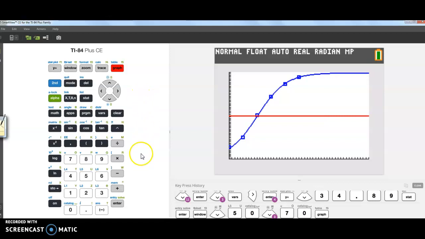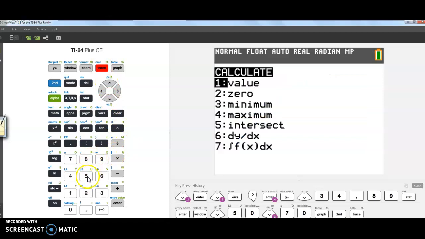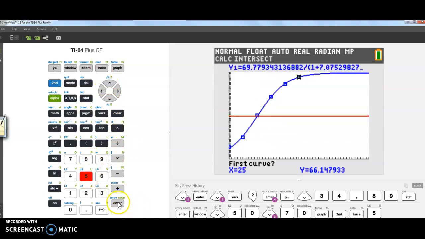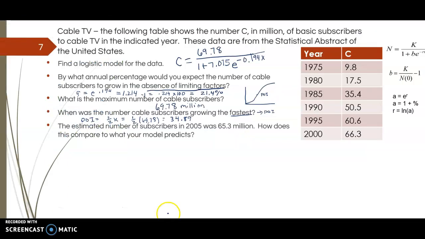And I have that. So here's my curve. This red line goes through my point of inflection. And I want to find that point exactly. So second trace, intersect, first curve, second curve, guess. And so that's going to happen in about 10 years.